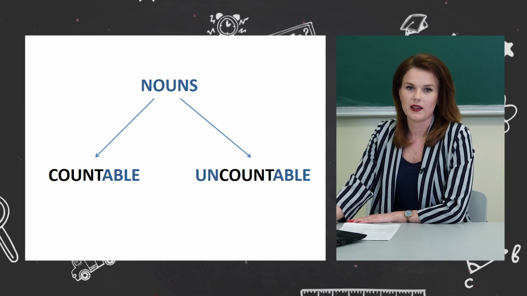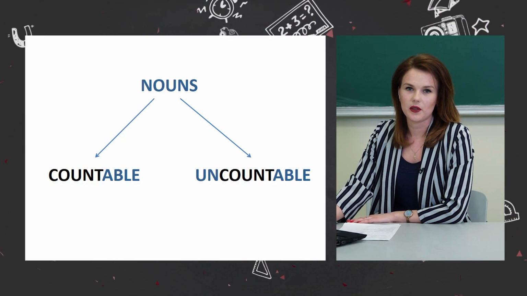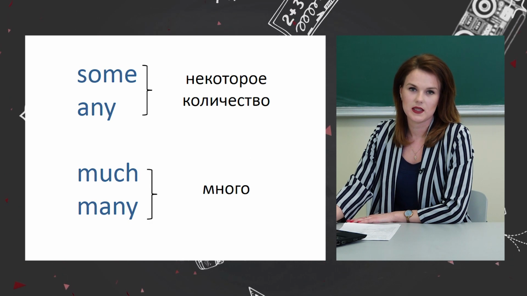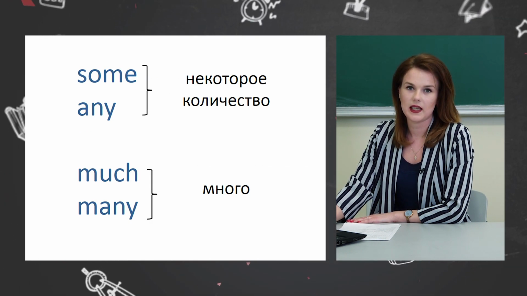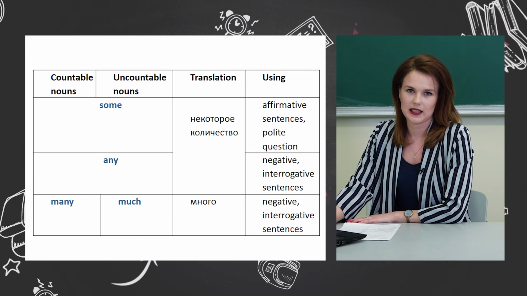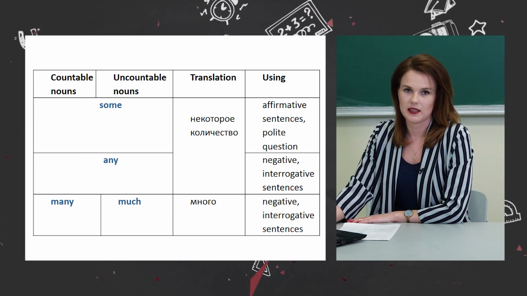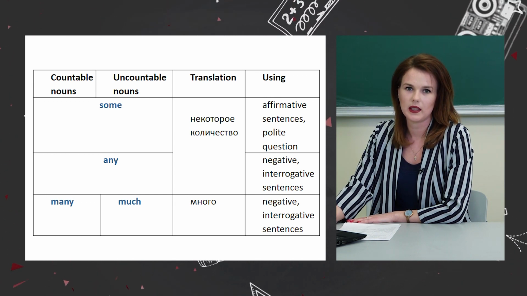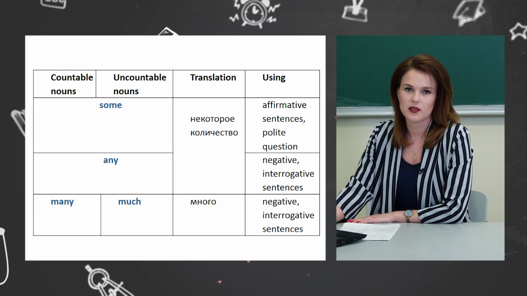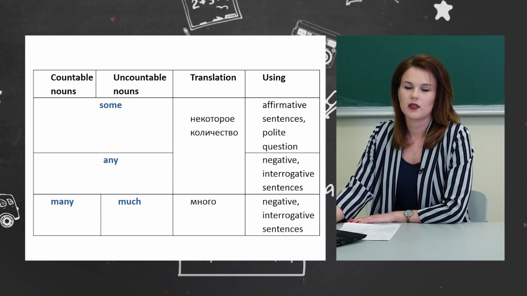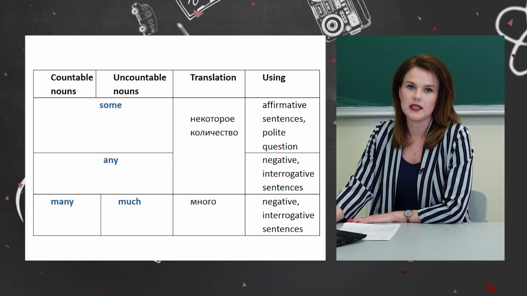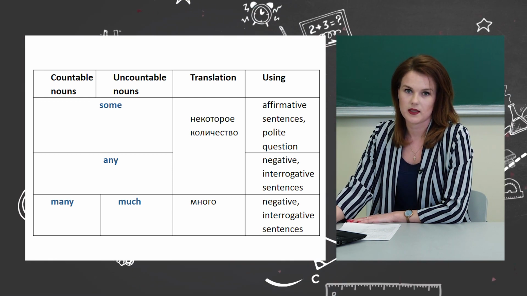So, today we've spoken about nouns, countable and uncountable. And we learned how to use the words some and any, much and many. Let's remember them. Some and any. We can translate them into Russian like некоторое количество. We use them with both nouns, countable and uncountable. But some we use only in affirmative sentences and polite questions. Any, we use only in negative and interrogative sentences.